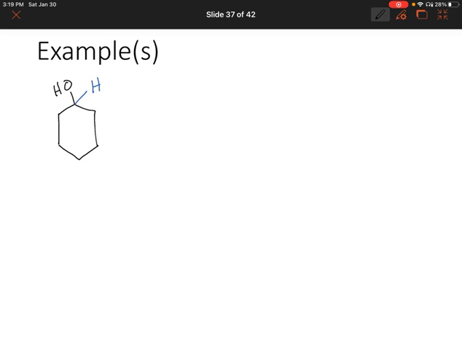So the parent chain is the ring. How would we name that ring? Cyclohexane. And it has an alcohol group on it, so we're just going to replace the E on cyclohexane with OL. So it's cyclohexanol. And what type of alcohol do we have? Is it primary, secondary, or tertiary? Secondary, because the carbon that the alcohol is bonded to is bonded to 2 other carbons.